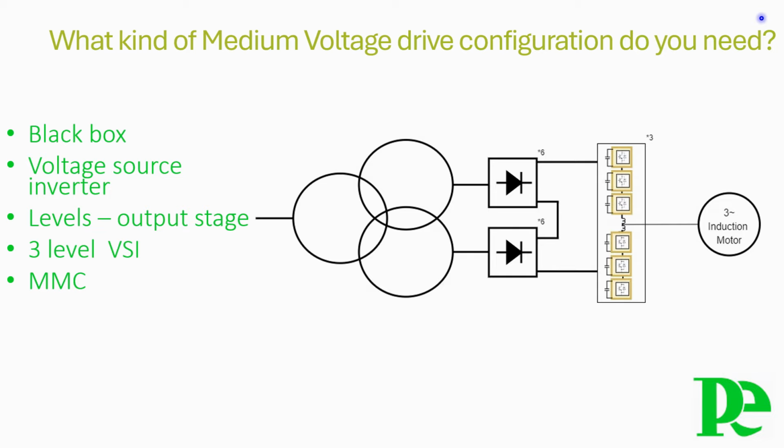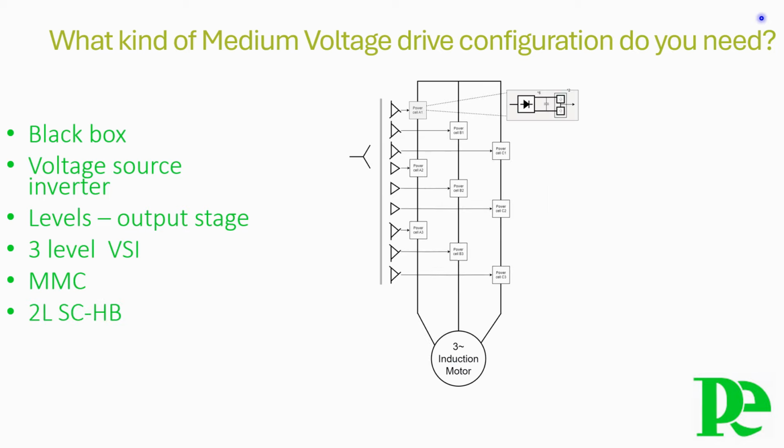Next in our topology overview is the two-level series connected multi-level cascaded H-bridge cells topology. What a mouthful. The multi-level cascaded H-bridge cells topology adds up the output of multiple low voltage power cells to obtain medium voltage levels. Each power cell is a simplified version of a standard two-level PWM low voltage converter.